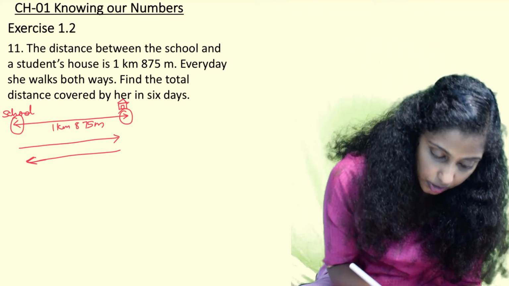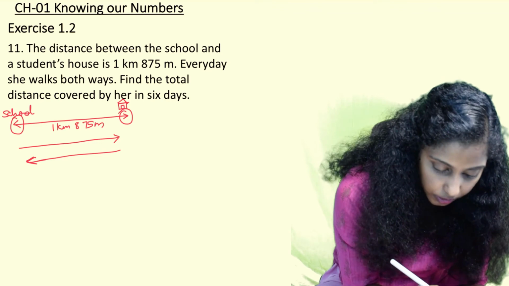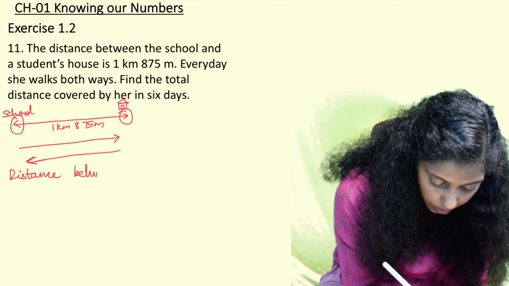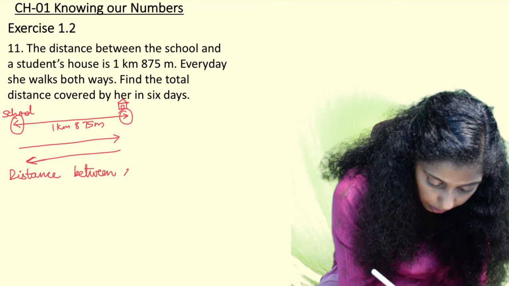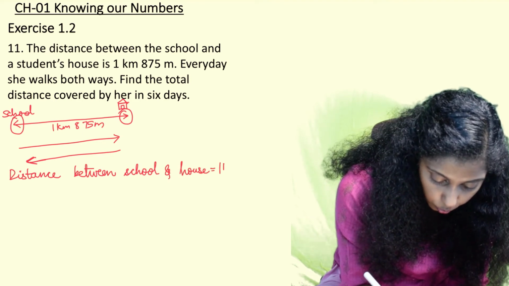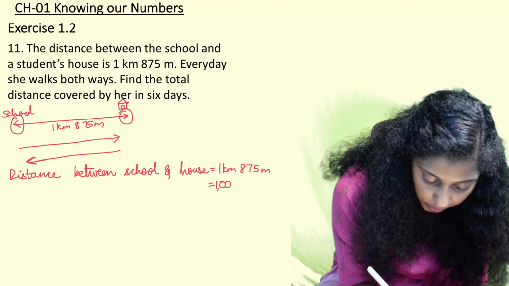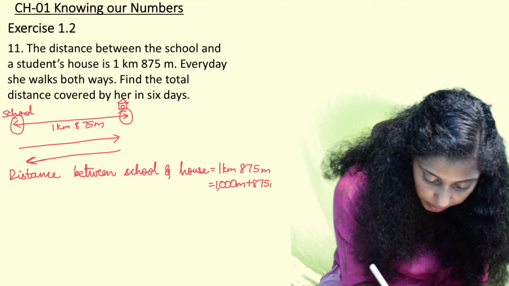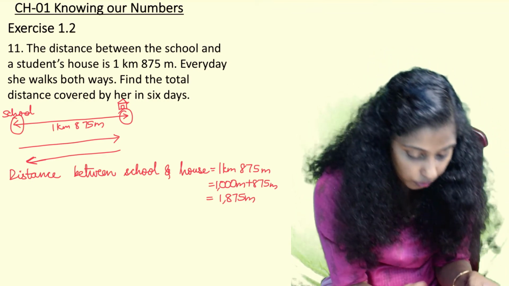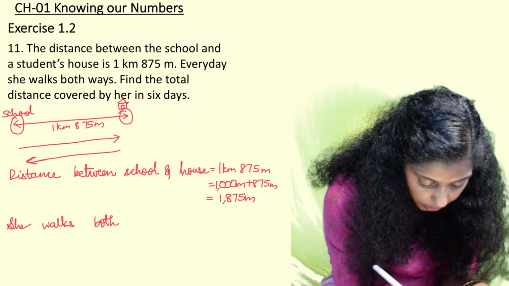Find the total distance covered by her in 6 days, because she goes to school for 6 days in a week. So here what we need to do is, we'll convert this kilometer and meter everything into meter. So therefore we write distance between school and house is equal to 1 kilometer 875 meter. 1 kilometer is 1000 meter plus 875 meter is 1875 meter. Every day she walks both ways. She walks both ways means it is 2 times.